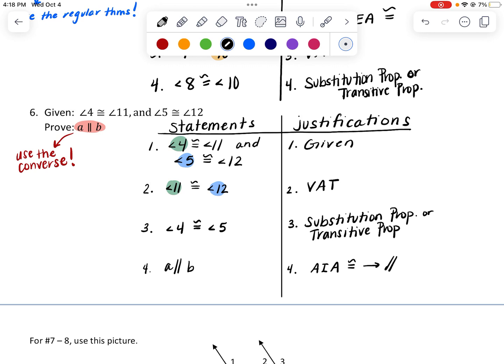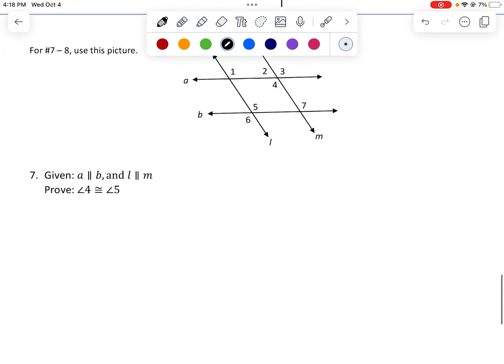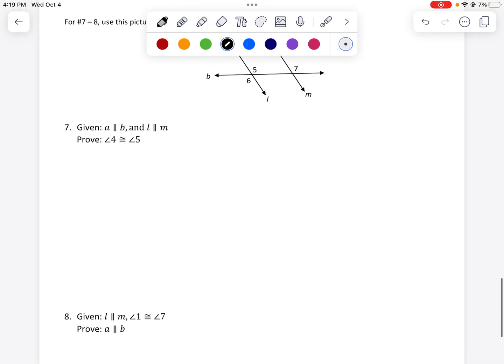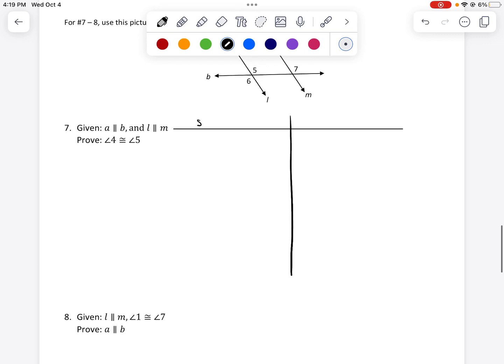Okay, we have 2 more examples, and we're done. Okay, so we're just gonna cruise through 2 more and call it good. So go ahead and set up our T-proof again.